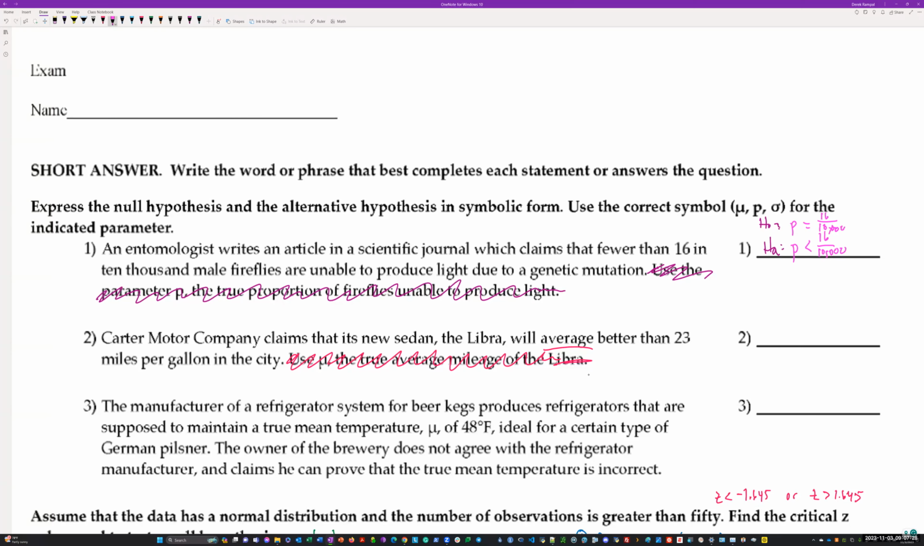So then we have this. Why would we be saying this? Because someone somewhere is claiming that 16 in 10,000 fireflies is somehow important. And then I do my observation and I start seeing that that's not the case, and I actually see less. So then therefore I want to try and prove that. Is that right? Any question here?